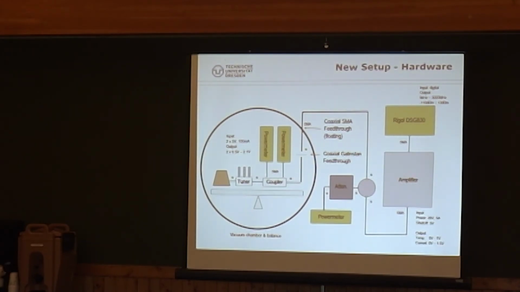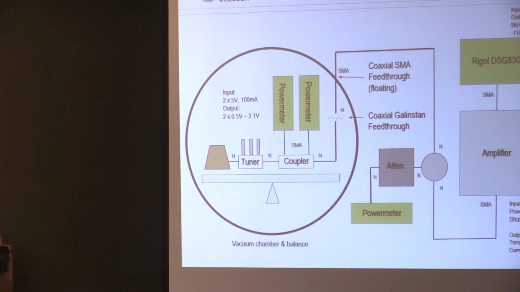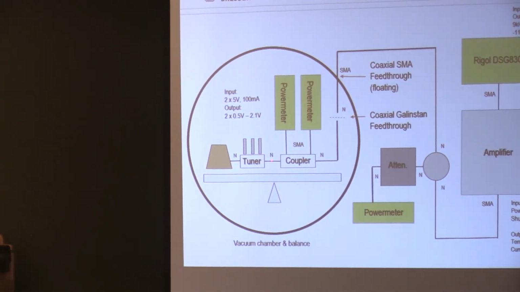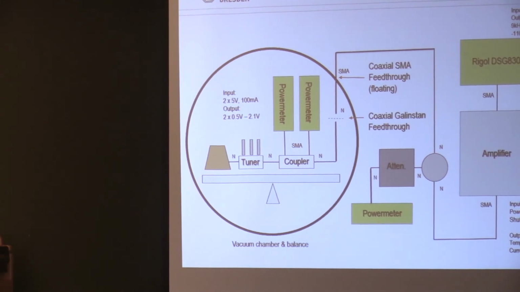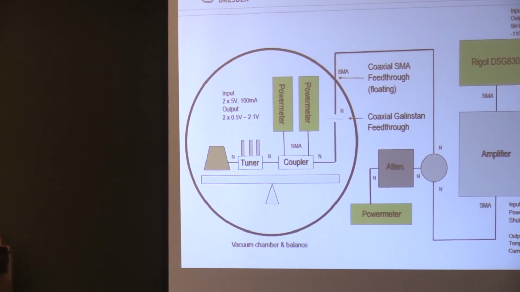Going to our bidirectional coupler, measuring power input and power output, so reflected power coming back from the cavity, a three-stub tuner, and our cavity with the emitter antenna inside, on our balance, of course.